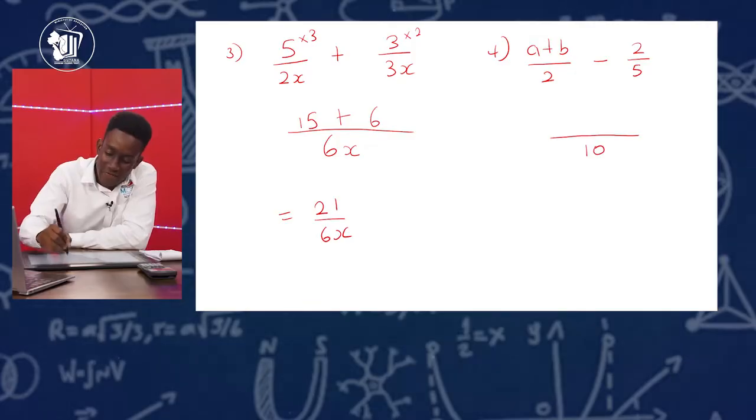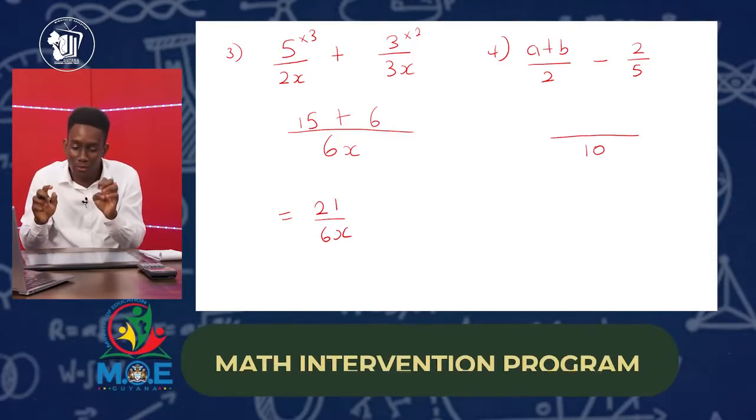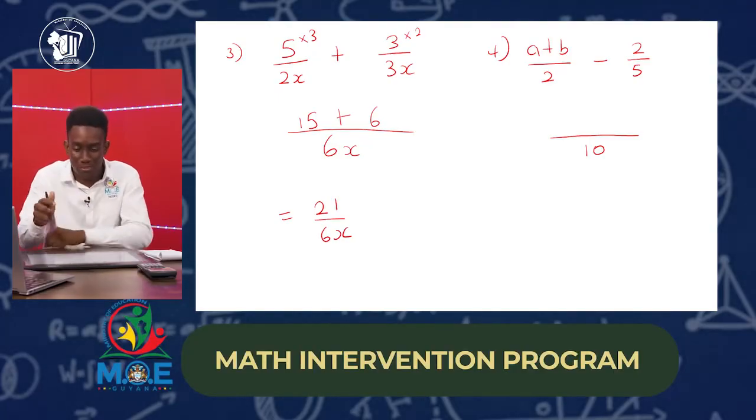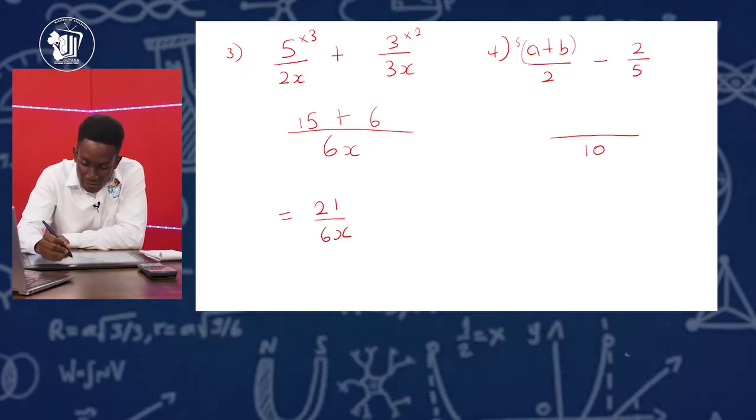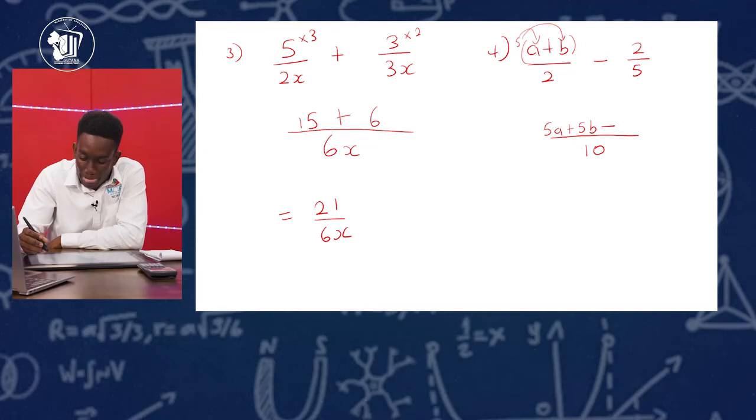And then 10 divided by 2 would give you 5. You take that 5 and you multiply it by the numerator. The numerator here is a plus b, so we have to multiply this a plus b by the 5. You have to distribute this 5. 5 times a would be 5a, and 5 times b would be plus 5b. And this will subtract now.